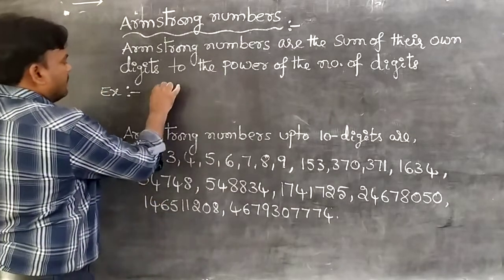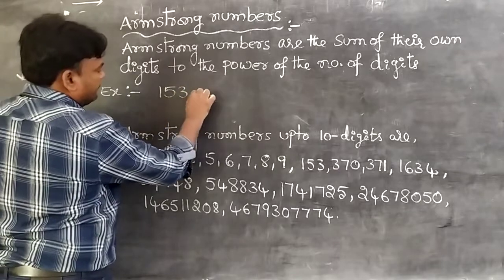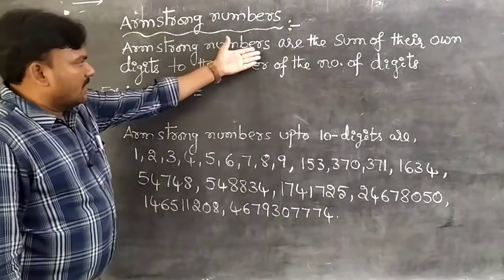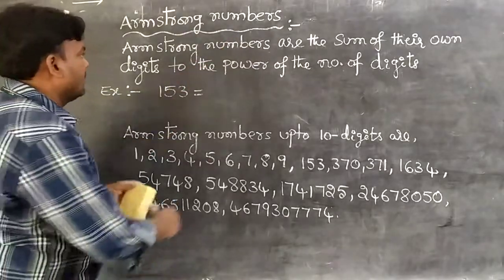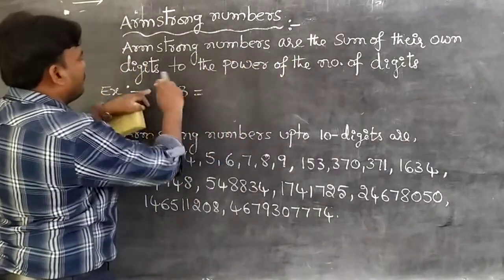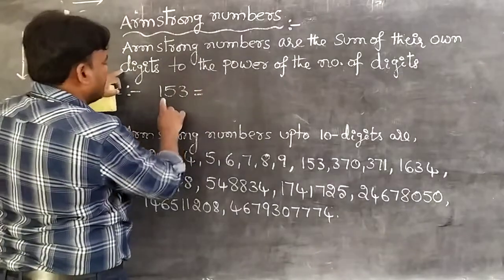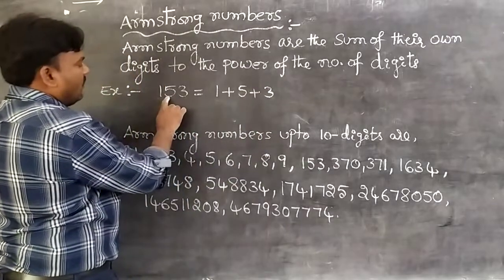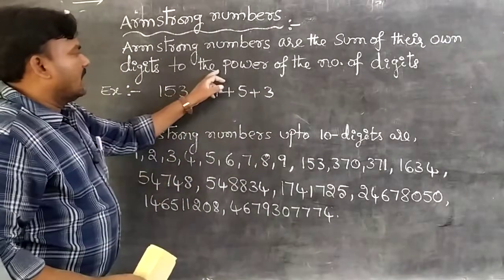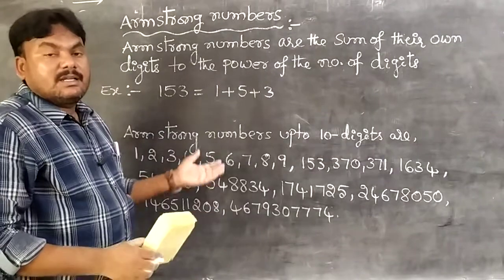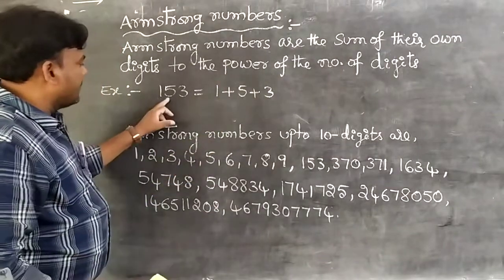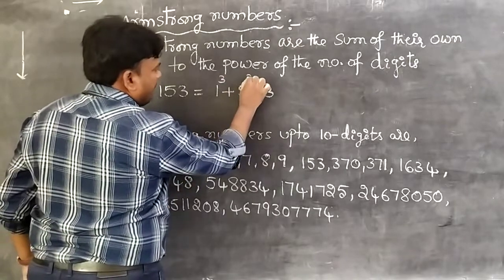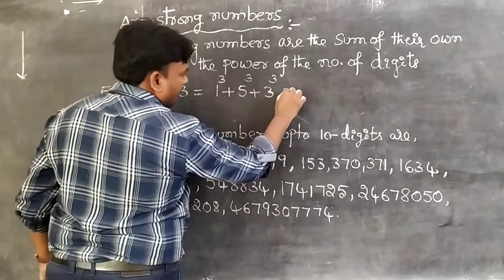I took one number, that is 153. 153 is an Armstrong number. Let me check whether it satisfies the definition. Armstrong numbers are the sum of their own digits, that means 1, 5, 3, to the power of the number of digits. How many digits are there? 3 digits. That means here 1 cube plus 5 cube plus 3 cube is equal to.